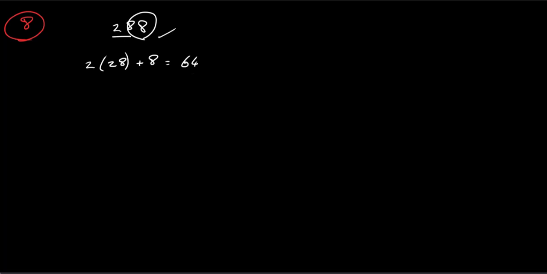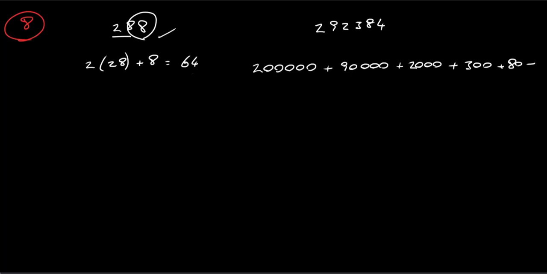Let's look at another number. Let's look at 292,384. Again, this number is made up of units, tens, hundreds, and so on, higher powers of 10 after that. So let's see, we have 200,000, that's this place here, plus 90,000, plus 2,000, plus 300, plus 80, plus 4.